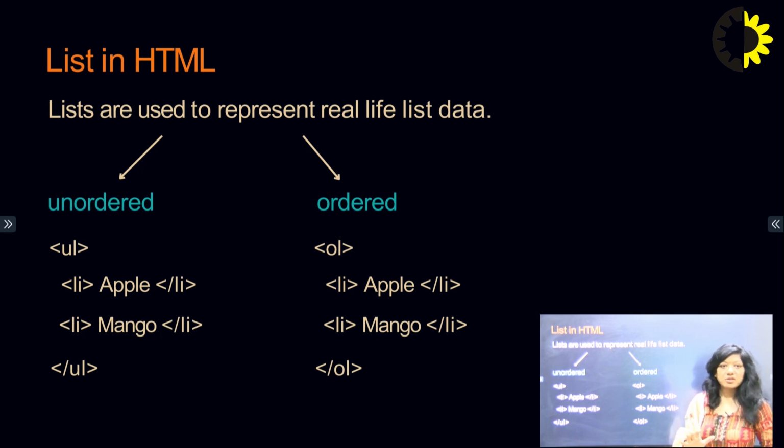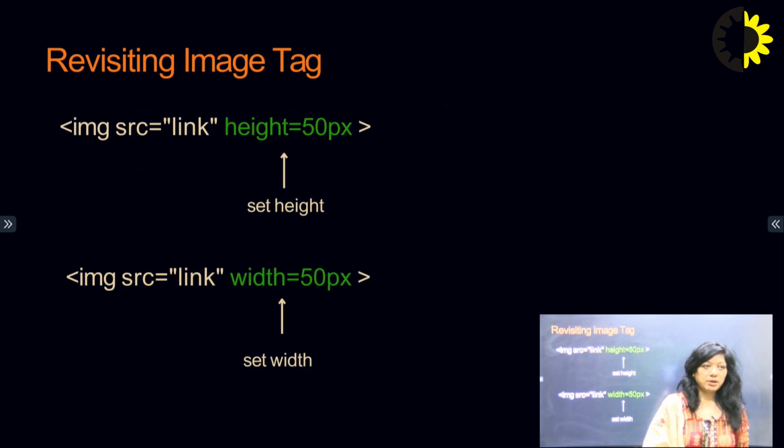So what is the difference between an ordered list and an unordered list? If we want to create a list in the form of integer numbers, we use an ordered list. It will create a list like 1 apple, 2 banana, 3 mango. But if we want to create a list in the form of bullets, we use an unordered list. This is all about lists in HTML.